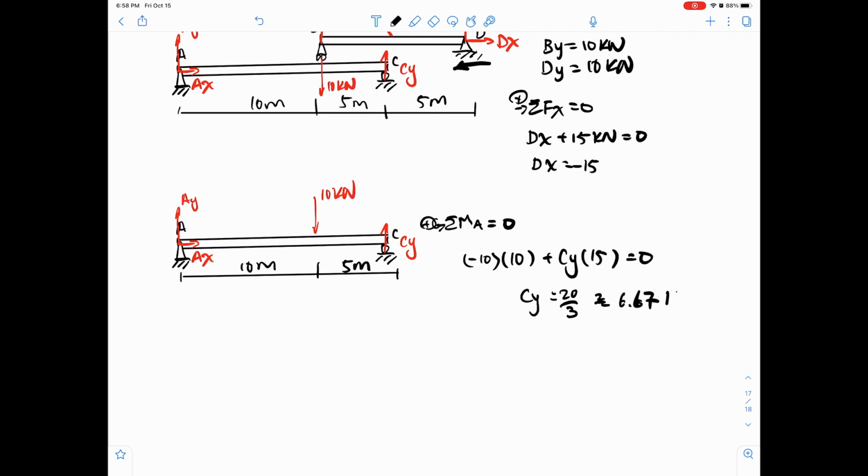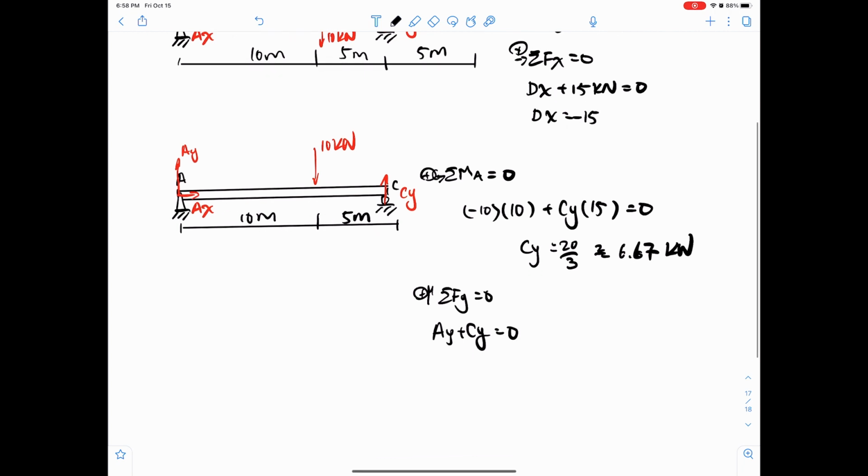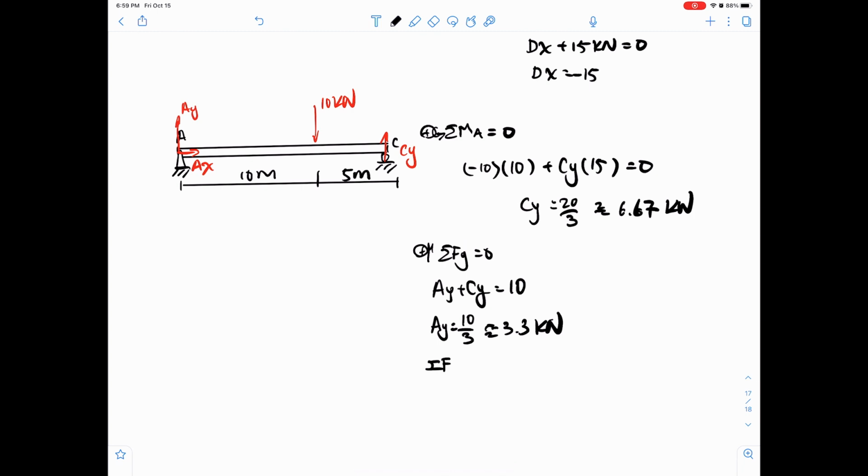Once you have this, you can just do sum of forces in the y direction on this beam. That's Ay plus Cy equals 10. And 10 subtracted by 20 over 3, that's 10 over 3, which equals roughly 3.3 kilonewtons. So that's how you get Ay and Cy.